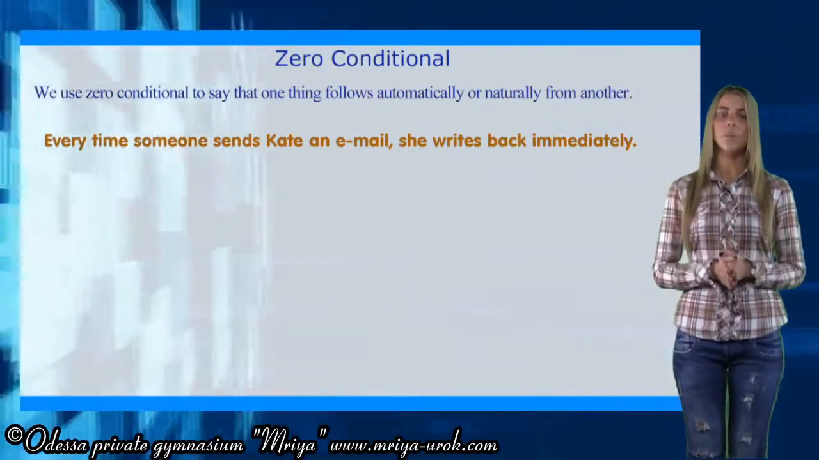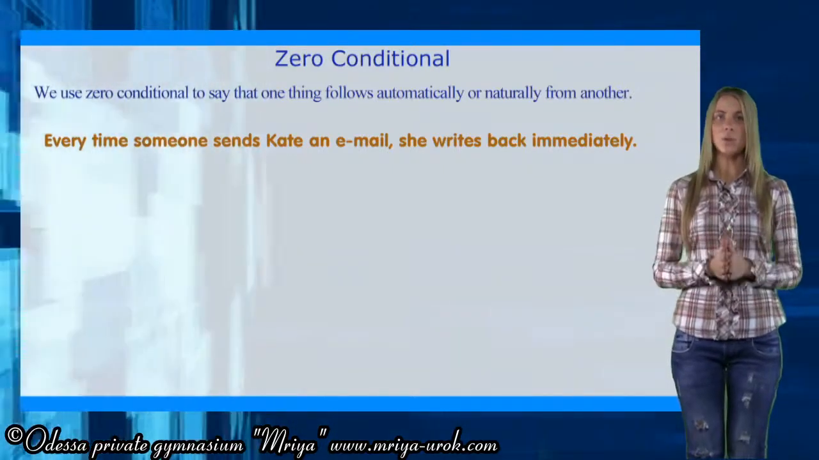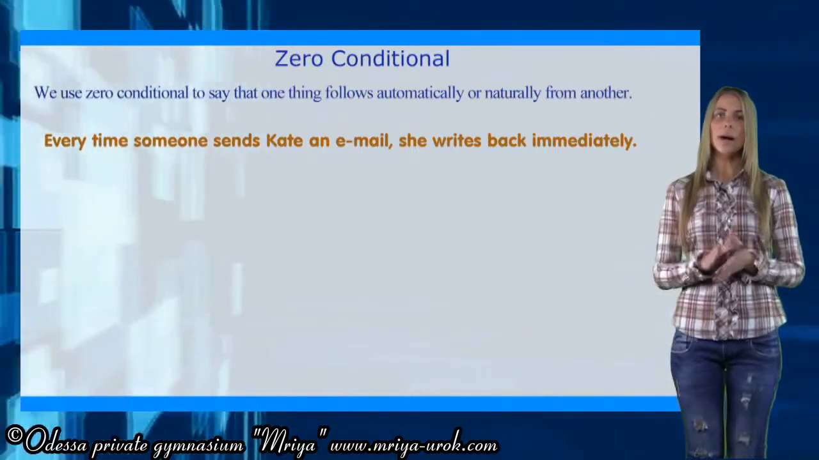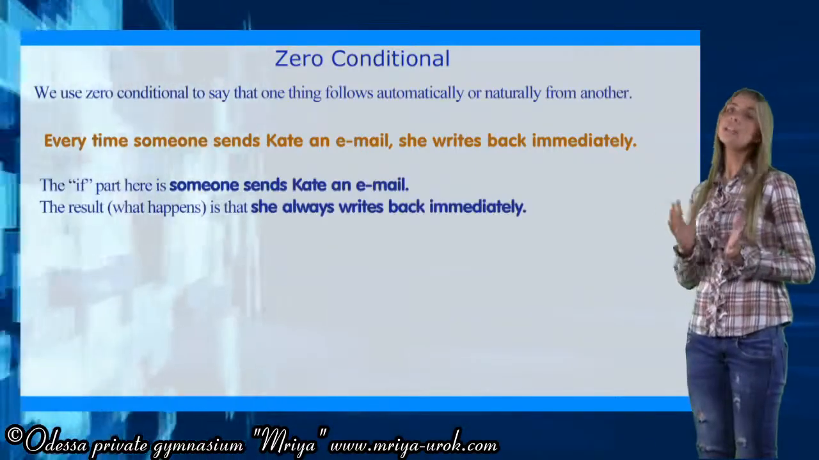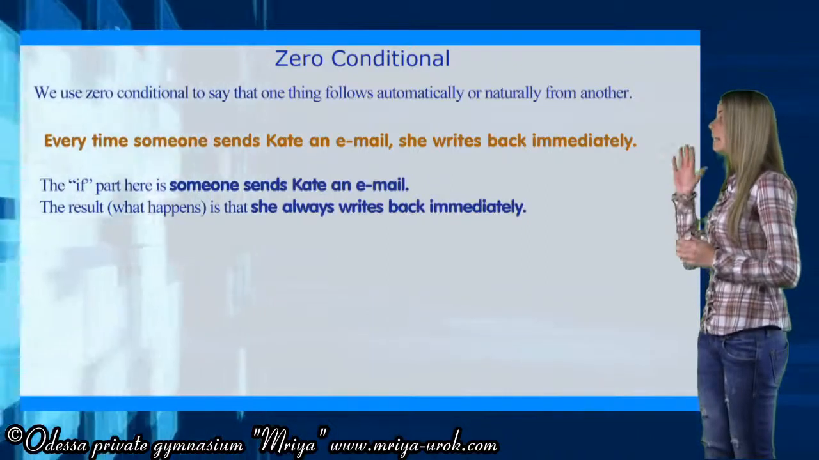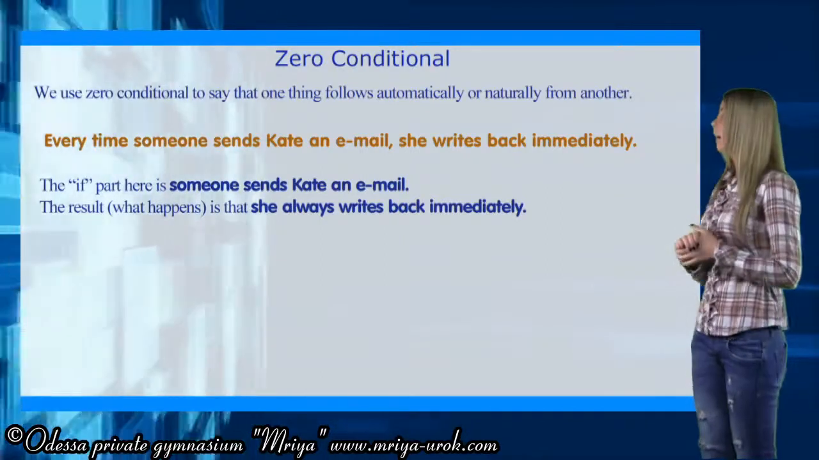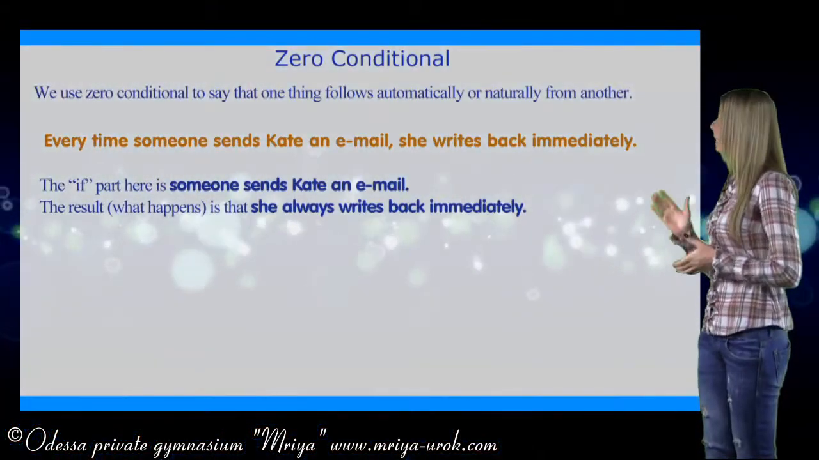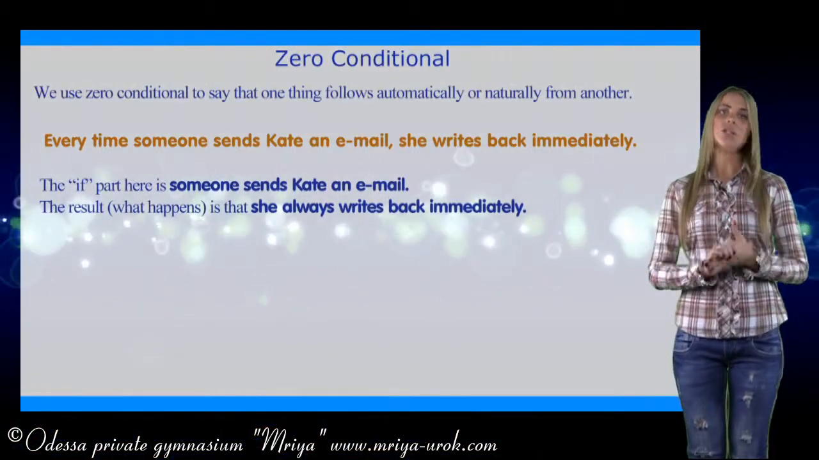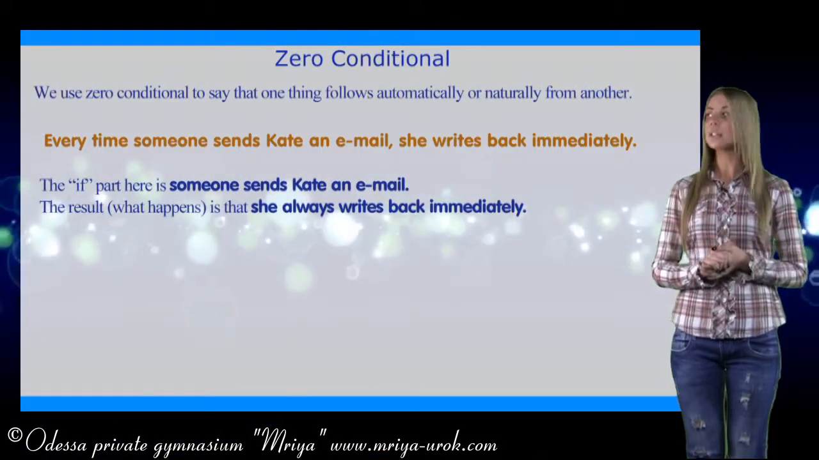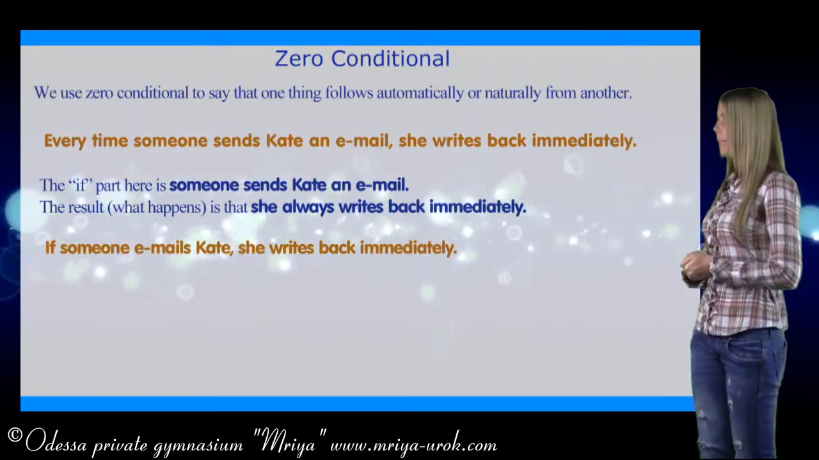If we want to make a zero conditional sentence, we need to see what part will be a conditional clause and what part will be the main clause. In this example, the if part or conditional clause is someone sends Kate an email. The result or the main clause, what happens, is that she always writes back immediately. So, the zero conditional sentence will sound the next way. If someone emails Kate, she writes back immediately.